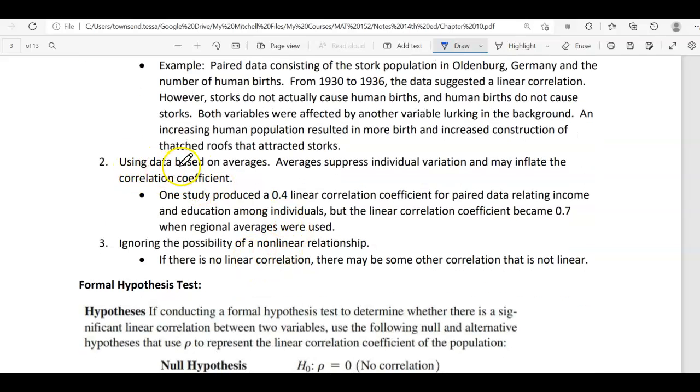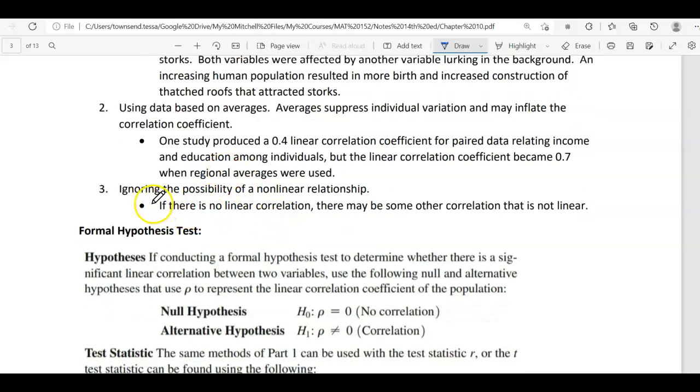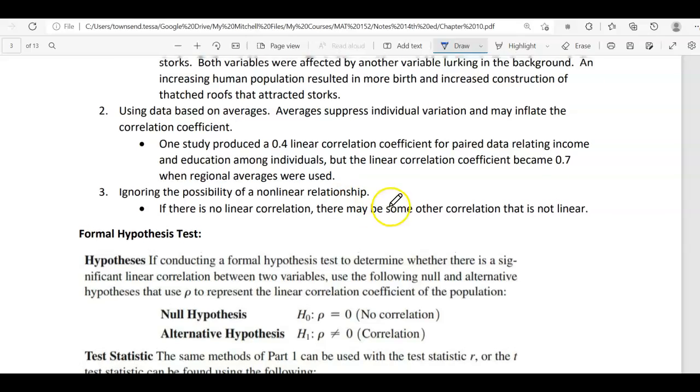Another one that we have to be careful about is using data that's based on averages. Remember, when we take an average, like the mean, we are suppressing outliers, and that could inflate the correlation coefficient. And then ignoring the possibility of a nonlinear relationship. That's why the scatter plot is so important. We want to use the scatter plot to our advantage, because if there's something other than a linear relationship, then we want to measure it in what it would actually be.